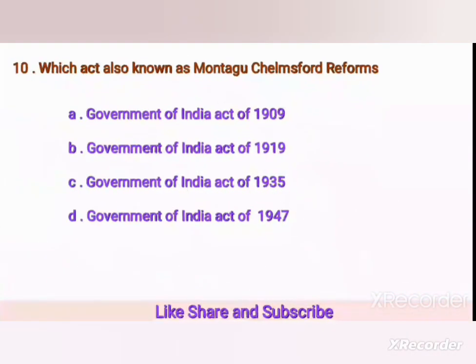Which act is also known as Montagu-Chelmsford reforms? Option A, Government of India Act of 1909. Option B, Government of India Act of 1919. Option C, Government of India Act of 1935. Option D, Government of India Act of 1947 or Independence of India Act of 1947. And the correct answer for this question is option B, Government of India Act of 1919.